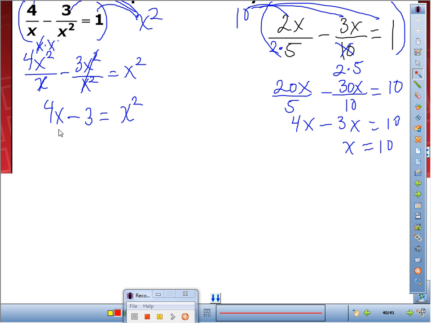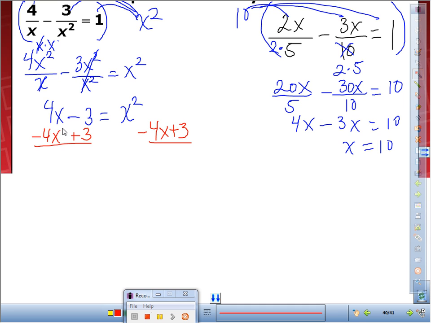Therefore, I need to get rid of this 4x. How do I do that? Subtract 4x. I need to get rid of this negative 3. How do I do that? Plus 3. And whatever I do to one side, I do to the other side. So this minus this becomes 0 equals x squared minus 4x plus 3. Does this look familiar?